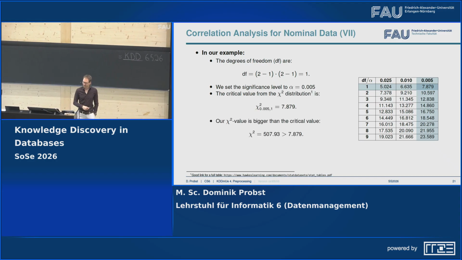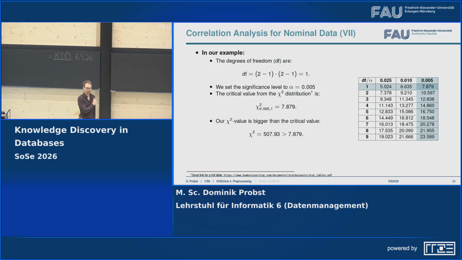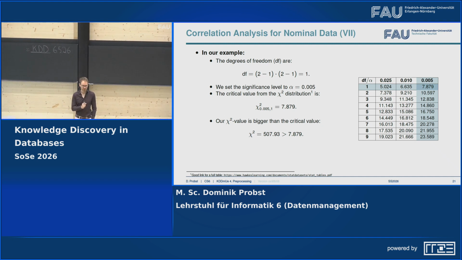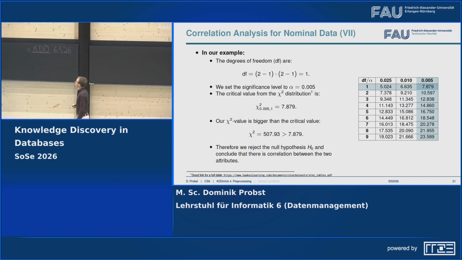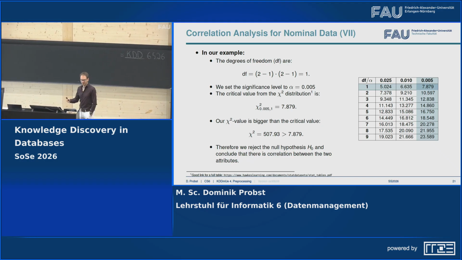That means that everything above this specific value is likely not independent, but is indicating correlation. And in our case, it's very clear that we are above our threshold. So we reject the null hypothesis H0, which would be independence. And because we can reject independence, we can conclude that there is correlation between the two attributes.